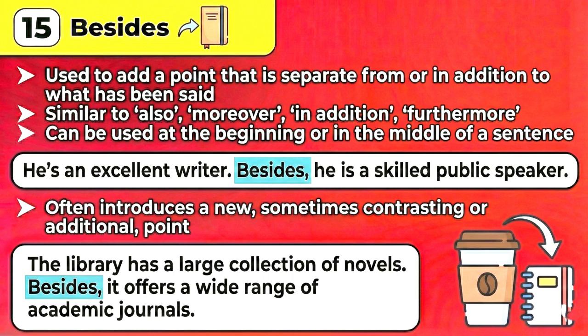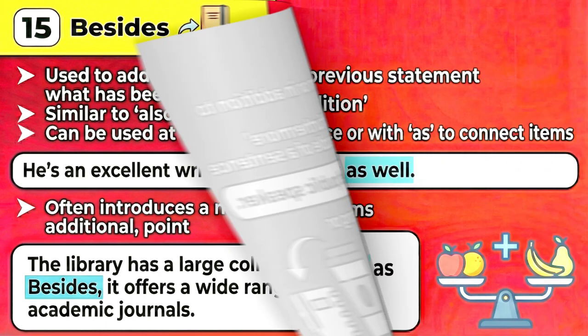In spoken English, besides sounds natural and friendly. In writing, it is slightly less formal than furthermore or moreover. So use besides when you want to add an extra point in a related but clear way.